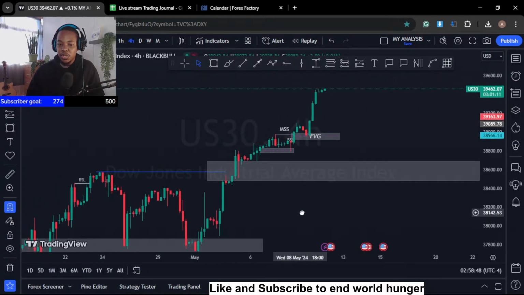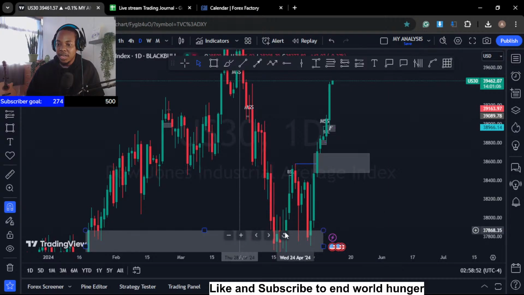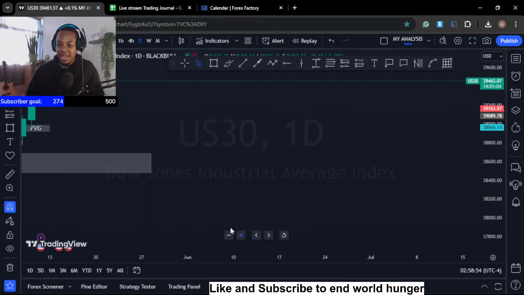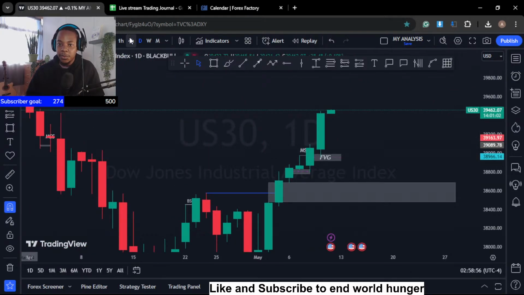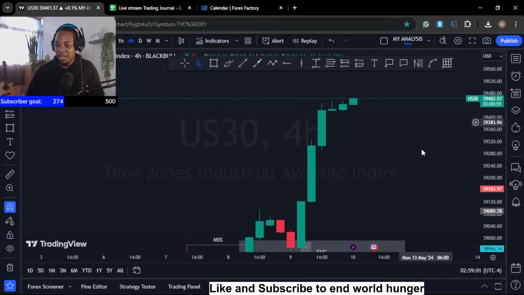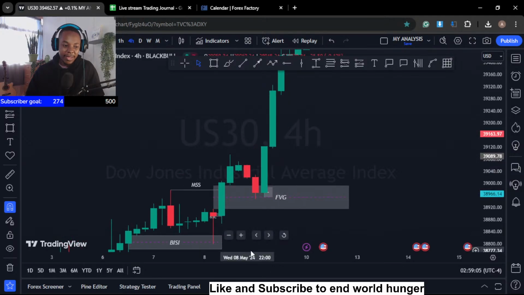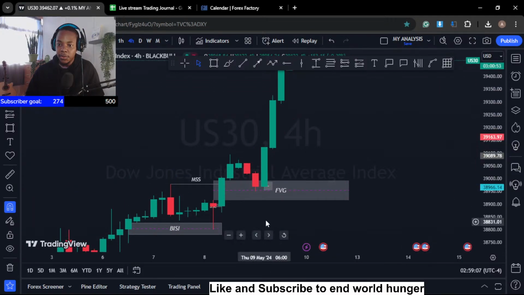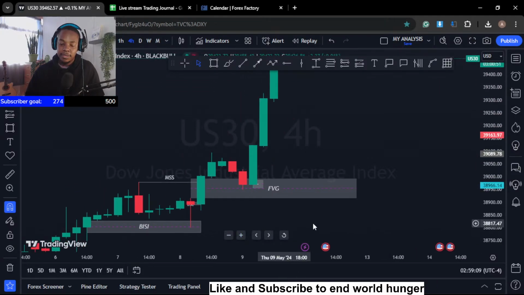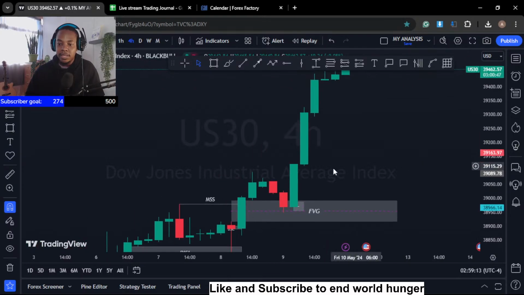Even during the New York, right? I actually wanted to take another buy, which I didn't. I ended up looking at NAS, which I actually regretted. I wish I actually took USDT instead of NAS.